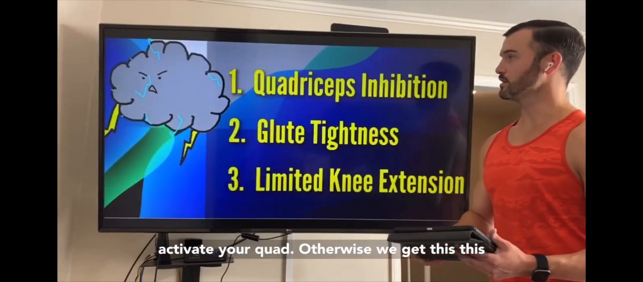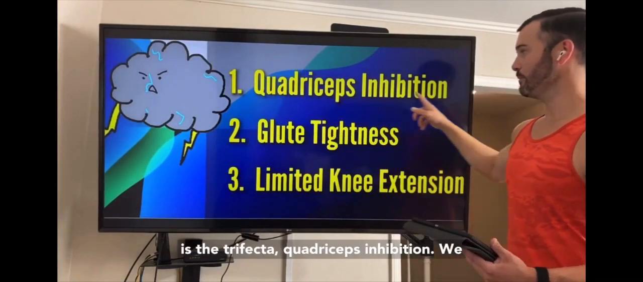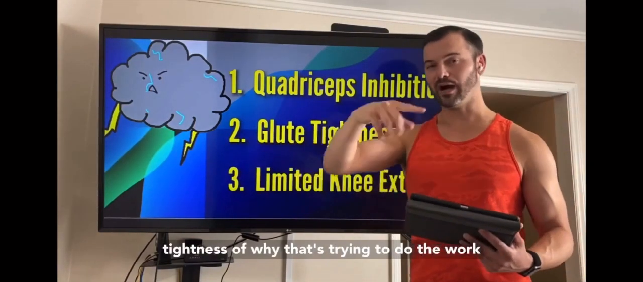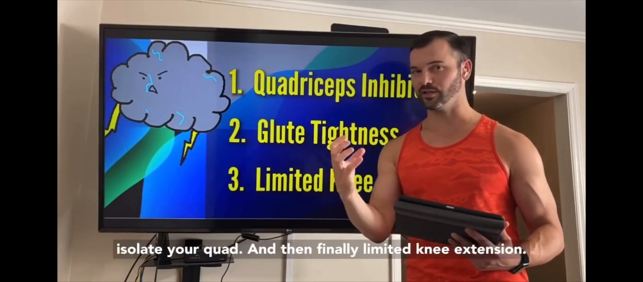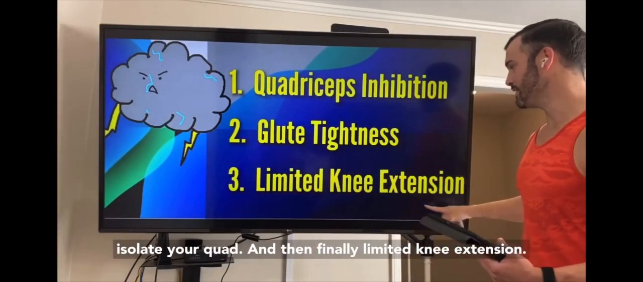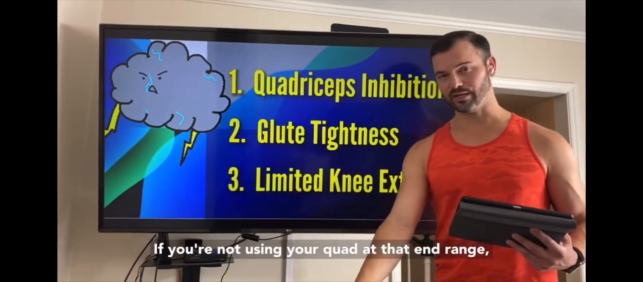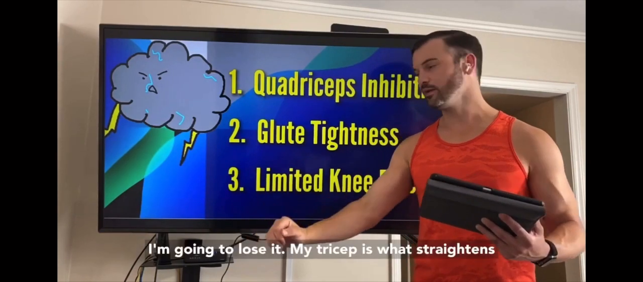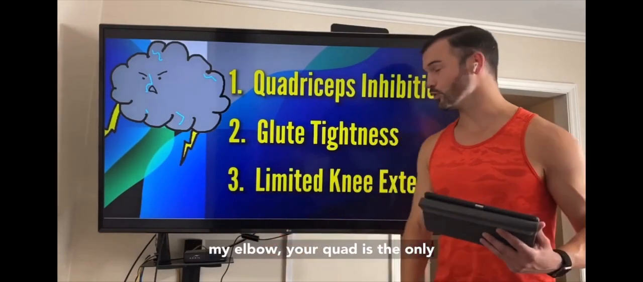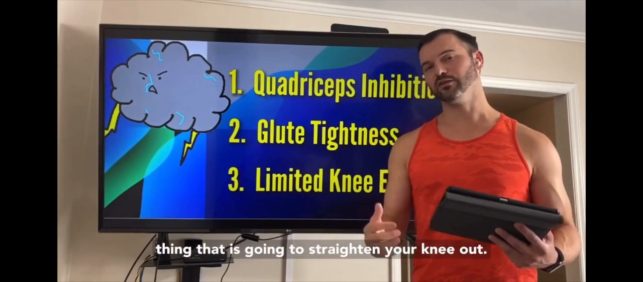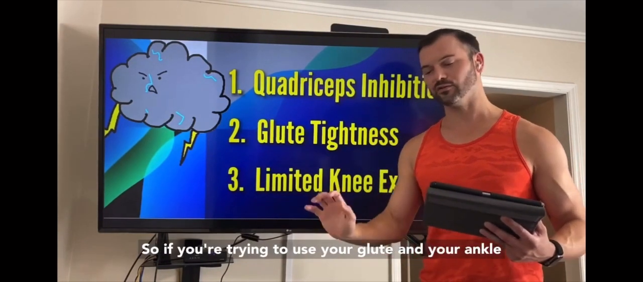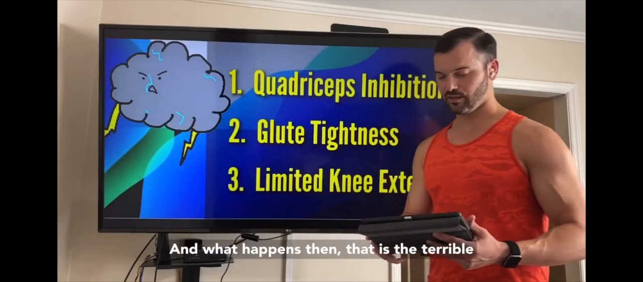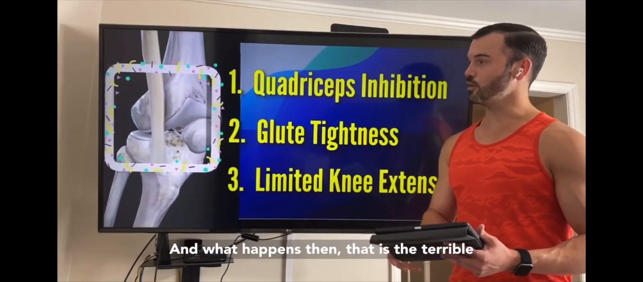Otherwise, we get this. This is the trifecta. Quadriceps inhibition, we talked about that earlier from the pain. Glute tightness of why that's trying to do the work to straighten out your quad because you can't isolate your quad. And then finally, limited knee extension. If you're not using your quad at that end range, you're gonna lose that motion. If I'm straightening my elbow out, I never go all the way straight, I'm gonna lose it. My tricep is what straightens my elbow. Your quad is the only thing that is gonna straighten your knee out. So if you're trying to use your glute and your ankle to try to straighten it, you're not gonna get full range. So then you lose that last bit of extension. And what happens then? That is the terrible triad.